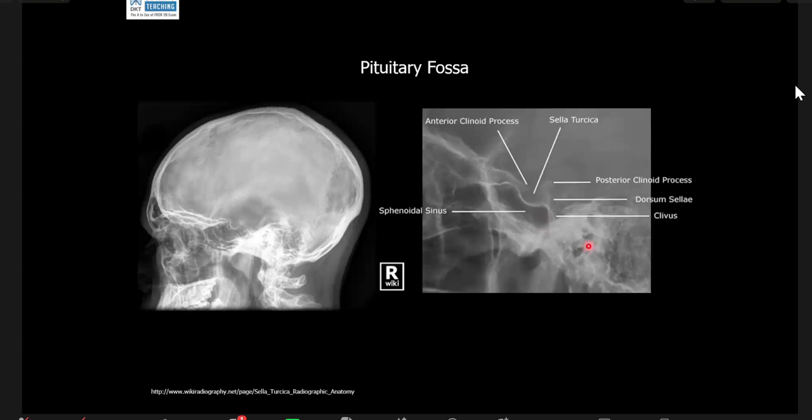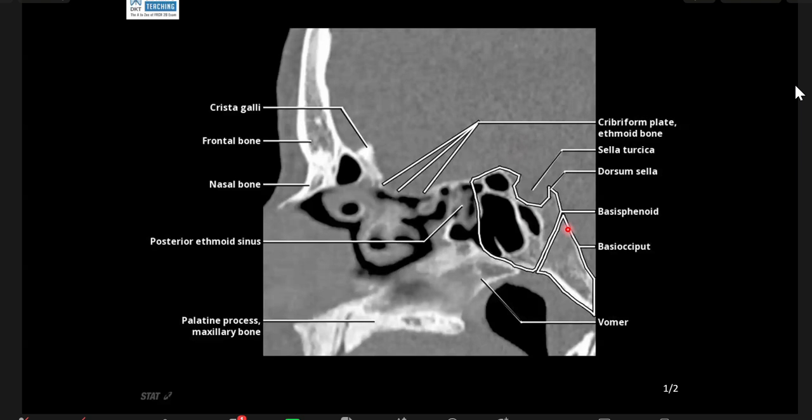macroadenomas extending into the sphenoid sinus. So they will go into the sphenoid sinus. So this orientation is very important. So this is on a CT scan, a bit of repetition. You can see the same thing here. This is the sella and this is the sphenoid sinus.